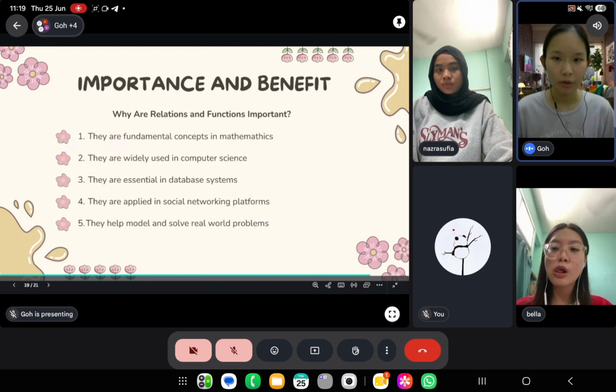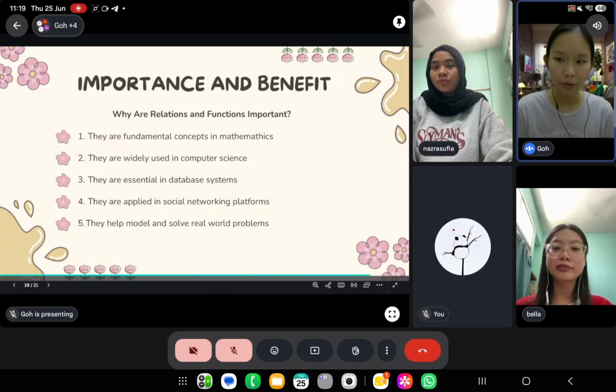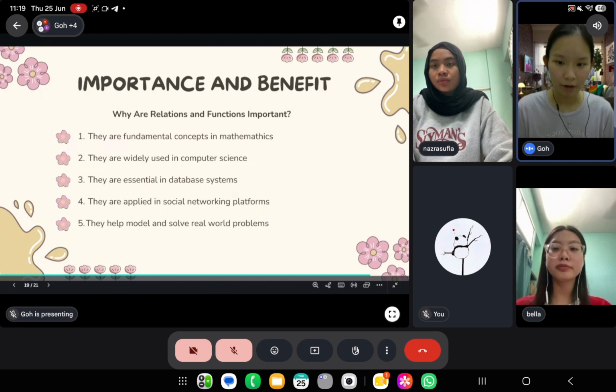So we move to the importance and benefits. Why are relations and functions important? The first benefit is they are fundamental concepts in mathematics. Second, they are widely used in computer science. Third, they are essential in database systems. Fourth, they are applied in social networking platforms. The last one is they help model and solve real-world problems.